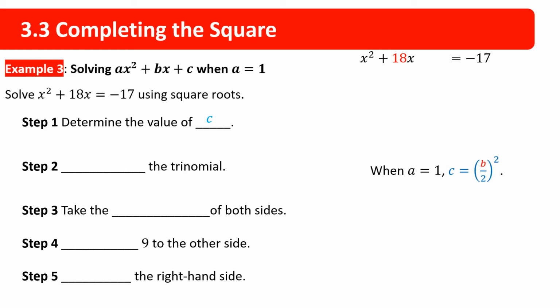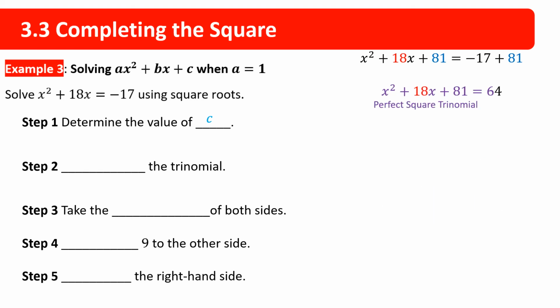When a equals 1, it's 1x squared, we're going to take half of our b value, half of 18, and square it. So half of 18 is 9, 9 squared is 81, and 81 gets added to both sides of the equation. That gives us a perfect square trinomial on the left, and it also gives us 64 on the right.